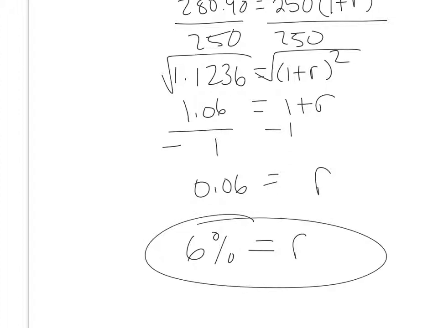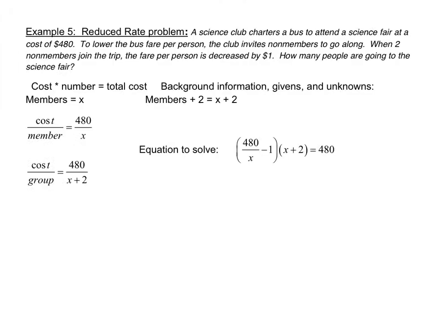Okay. Let's take a look at another one. It says a science club charters a bus to attend a science fair at a cost of $480. To lower the bus fare per person, the club invites non-members to go along. When 2 non-members join the trip, the fare per person is decreased by $1. How many people are going to the science fair?